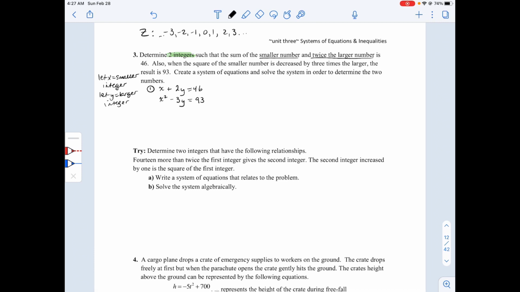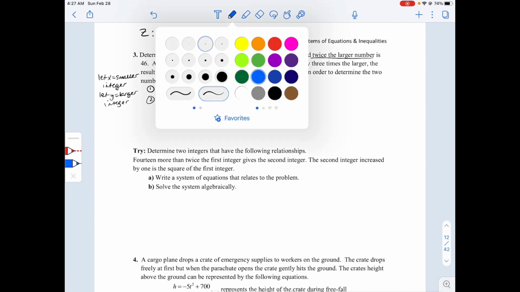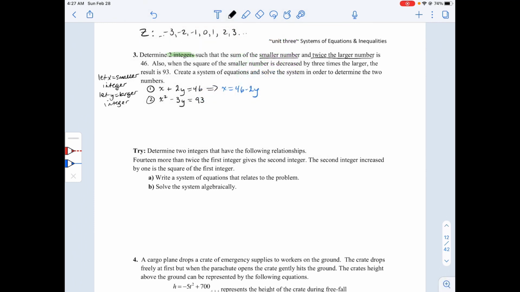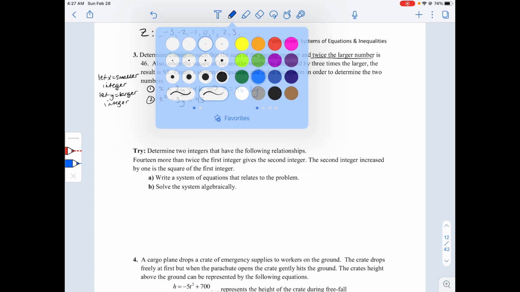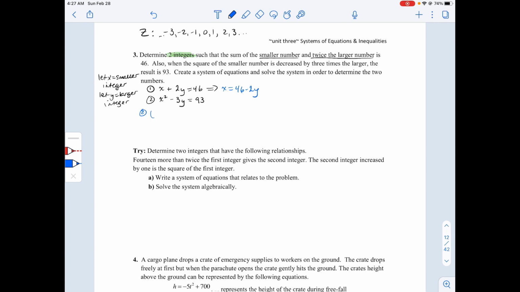So this one lends itself quite nicely to substitution because we've got that coefficient of 1 there. So I'm going to take this first equation and I'm just going to rewrite that as x is 46 minus 2y. And now down below here for equation number 2, where I see x, I'm going to substitute in 46 minus 2y.